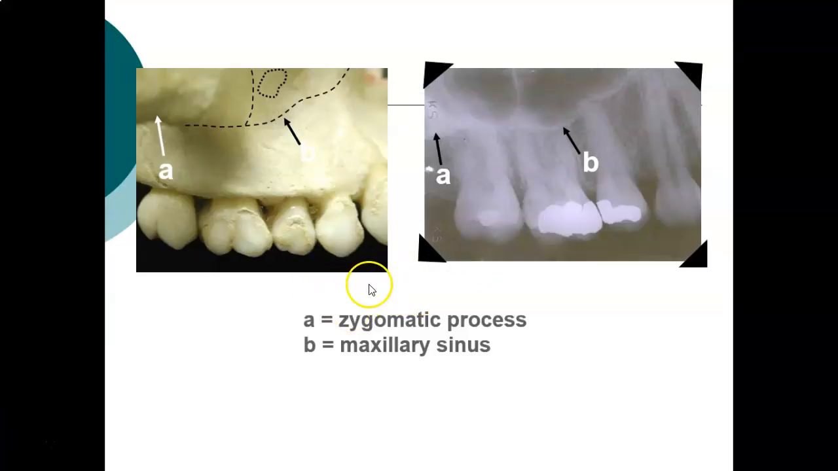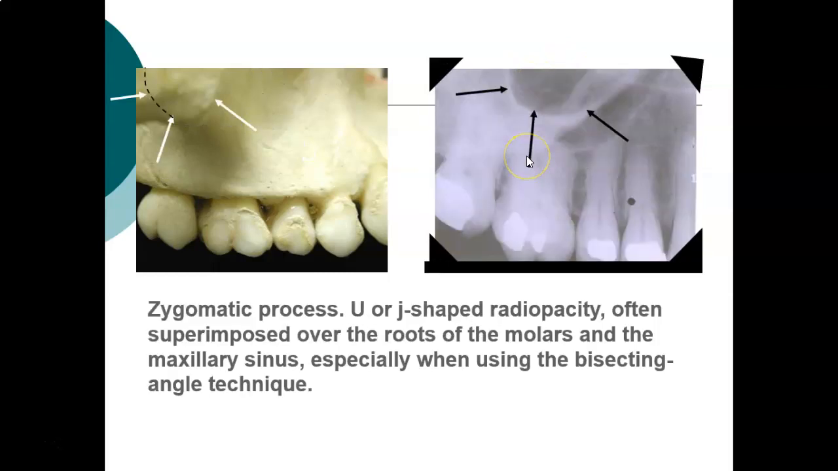Okay, so here is the actual zygomatic process right through here. And then over here is where the maxillary sinus is. So here we can see the zygomatic process. It's thicker and more white. And then the actual floor of the maxillary sinus is a thinner radiopaque line. And then you can see the actual sinus area above it.